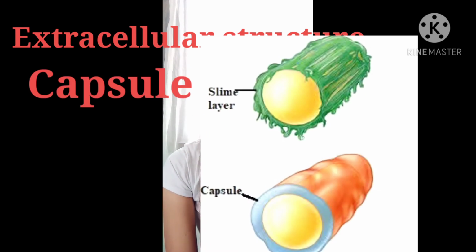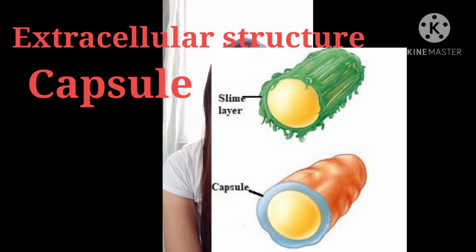The capsule is a slime layer. The capsule of most bacteria consists of polysaccharides. The bacteria of a single species can be classified into different capsular types, or serotypes, based on the fine chemical structures of these polysaccharides.